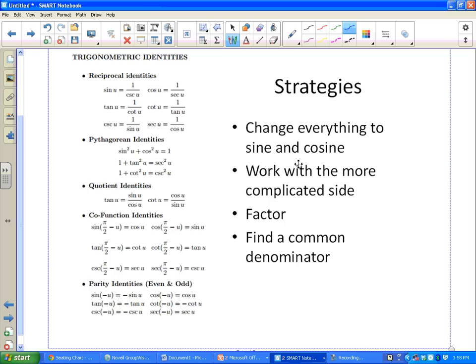The next strategy is work with the more complicated side, and then if you get stuck, if you get the more complicated side simplified to something fairly simple but it doesn't match up with the other side, just try working with the other side. Factor and find a common denominator if you have two fractions. Those are some things that you can try if you don't know what else to do.